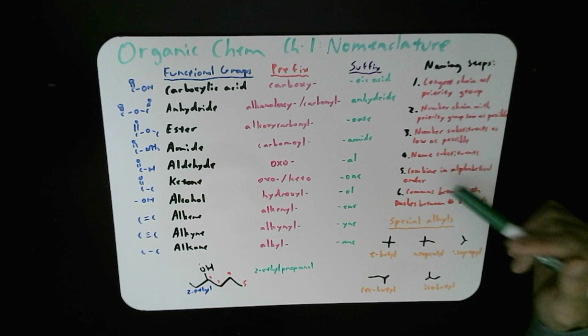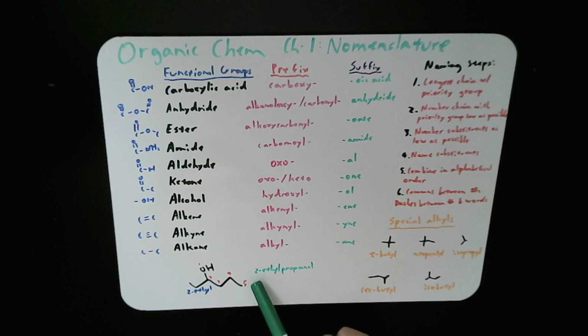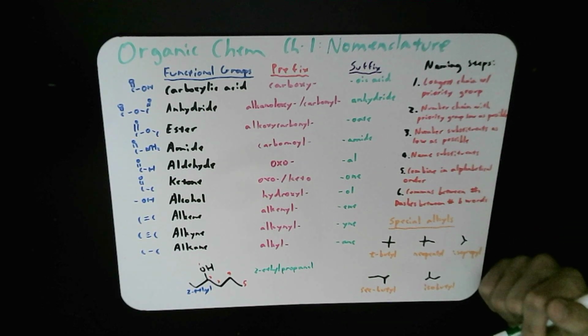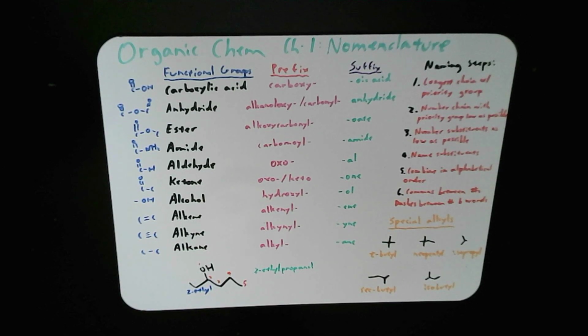We also need to put commas between the numbers. If we have ethyl groups at, say, 2 and 4, we need to put a comma between 2 and 4. We also need to put a dash between the number, 2, and the words, so 2-ethyl. Alright, so let's go through the functional groups together.